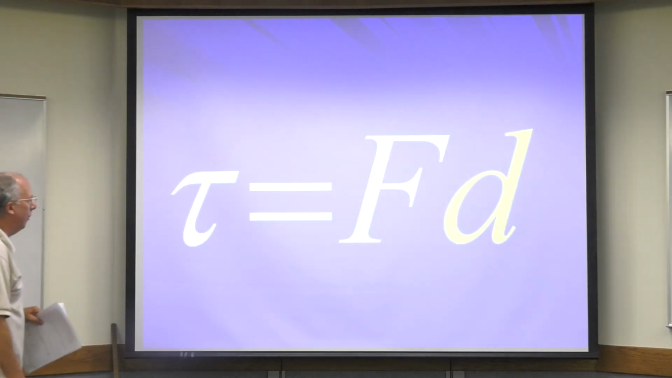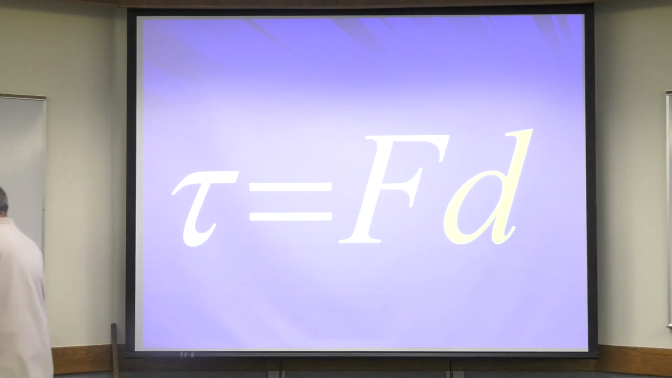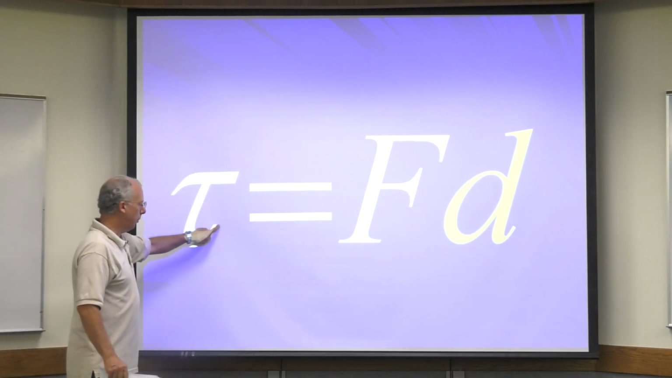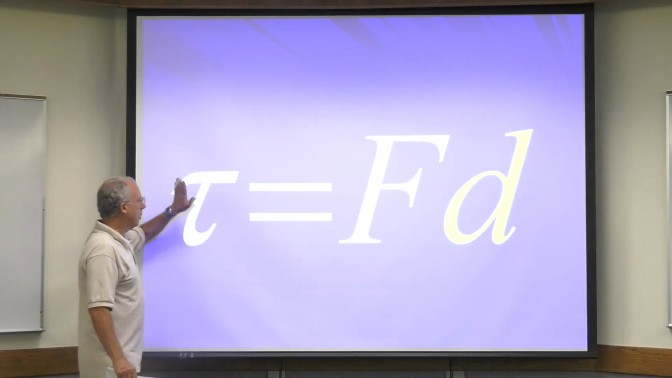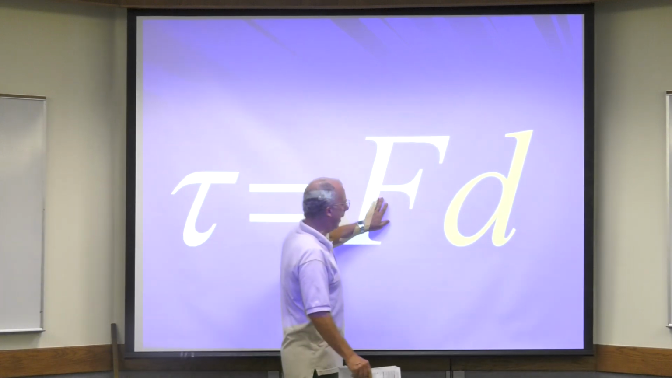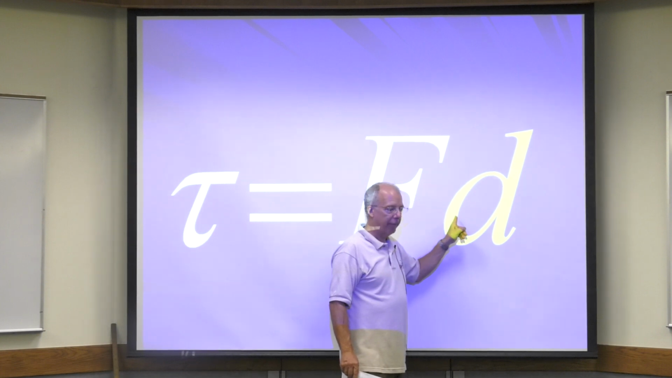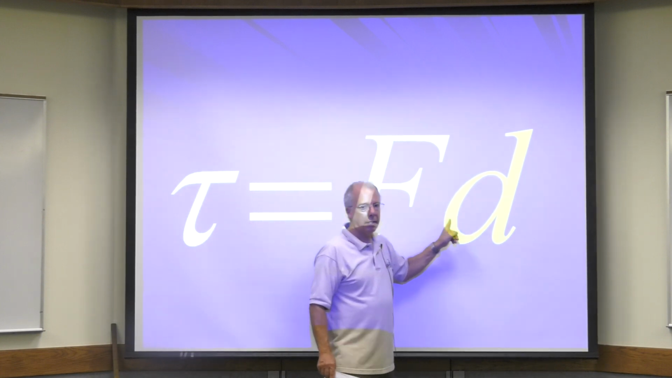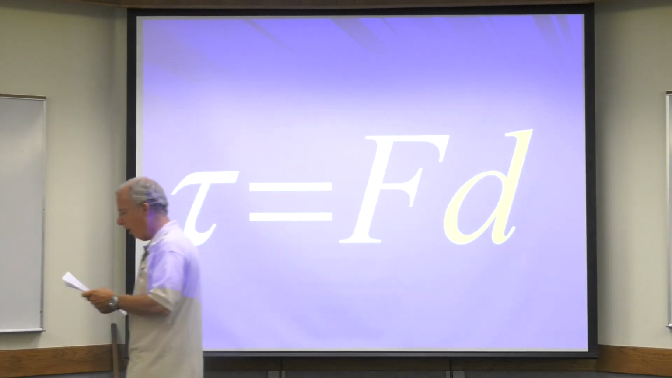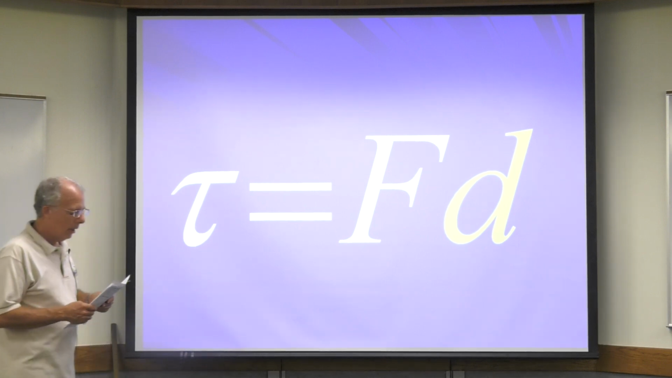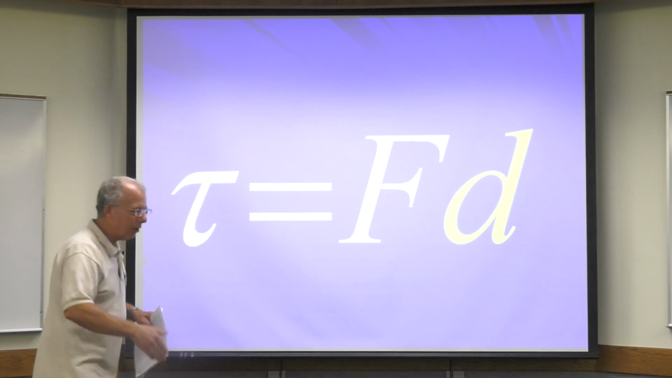Magnitude of torque. This is a Greek tau. That's what we use for torque, Greek tau. So torque equals the force times d. What's d? This is what gives most people trouble. It's called the lever arm, and you have to know how to calculate it. The lever arm is the perpendicular distance from the axis of rotation to the force line.